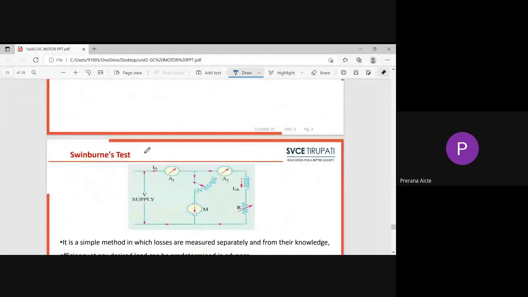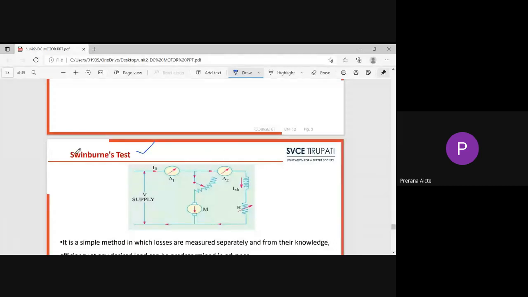Next, what are the tests we are going to conduct on DC motors? That is nothing but the brake test, Swinburne test, retardation test, and Hopkinson test. Some types of tests we are going to conduct to evaluate the performance of DC machines.